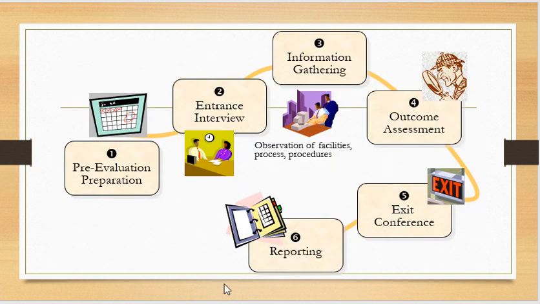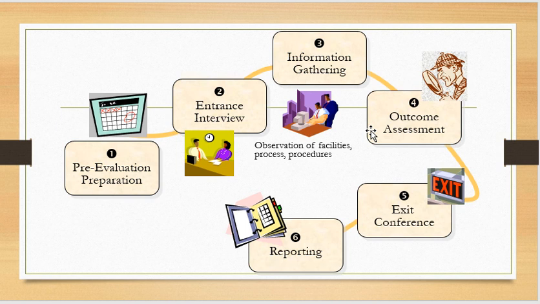This graph shows the overall flow of the audit. First, there is pre-evaluation or preparation by the lab and also by the auditor. And then there is an entrance interview by the auditor to the auditee, to the lab. And then comes information gathering, where the auditor will observe the facilities, processes and procedures done in the lab. And then outcome assessment.